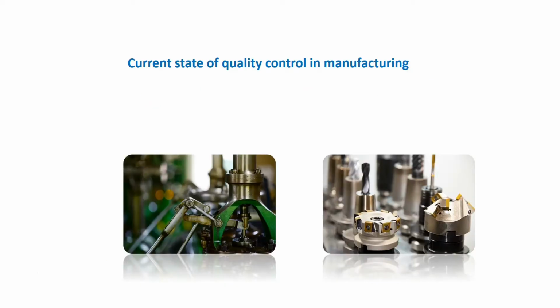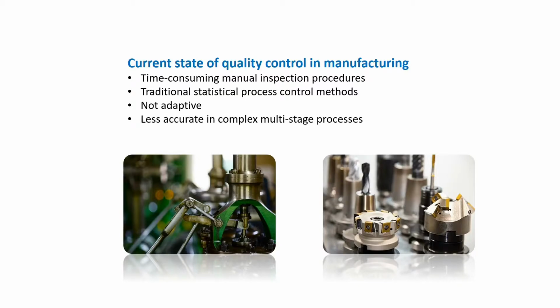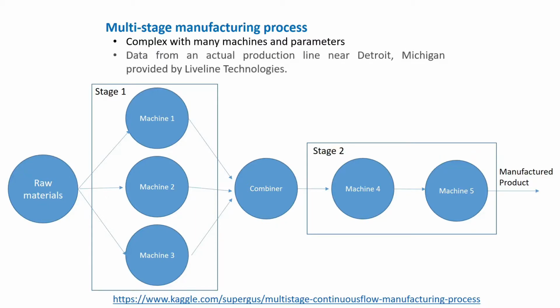The current state of quality control in manufacturing involves time-consuming manual inspection procedures and also traditional statistical process control methods which are not adaptive and less accurate in complex multi-stage processes. Consider a multi-stage manufacturing process which is complex with many machines and parameters, and we obtain data from an actual production line near Detroit, Michigan provided by Lifeline Technologies.